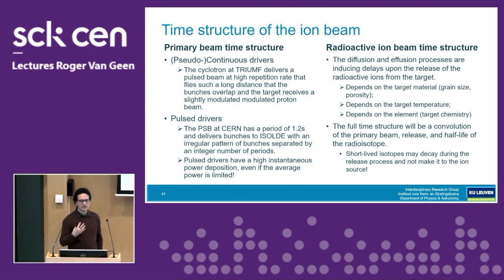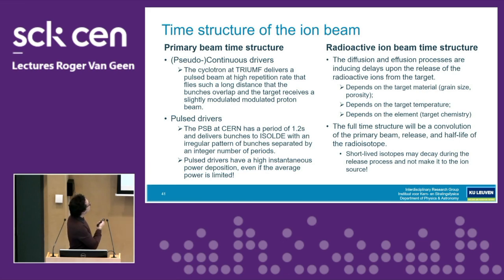Basically, looking at the time structure of your ion beam can be quite interesting. But then you first have to start with the time structure of your primary beam. If you look at TRIUMF, they have a pseudo-continuous driver. It's a cyclotron, so technically it's a pulsed machine, but the repetition rate is very high, and the time definition of the bunches is very poor, so that after they fly the however many meters they have to, they sort of catch one another, and it ends up being more like a slightly modulated continuous beam impact.